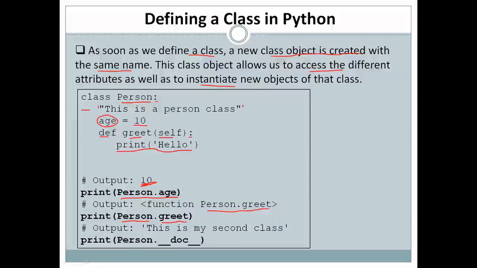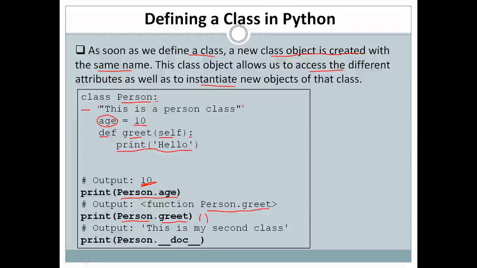You may say, why is it not printing hello, because the greet function includes hello. But if you look at our call, we are simply calling person dot greet. Greet is also an object of person, and it is printing the type of that object. The type of the object is function. How to access the docstring from the class?